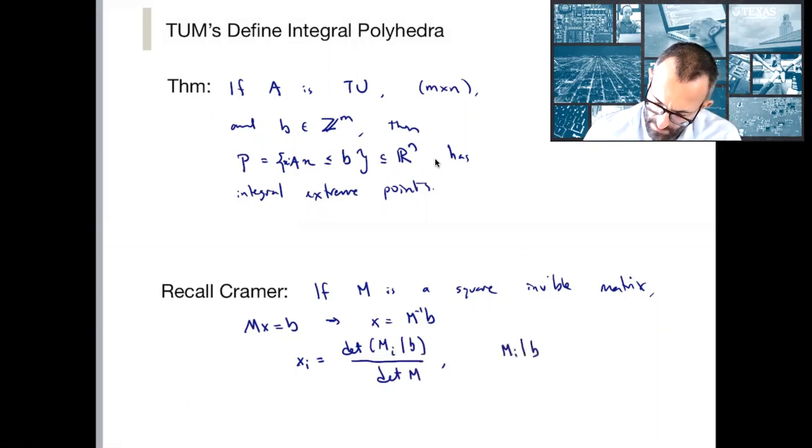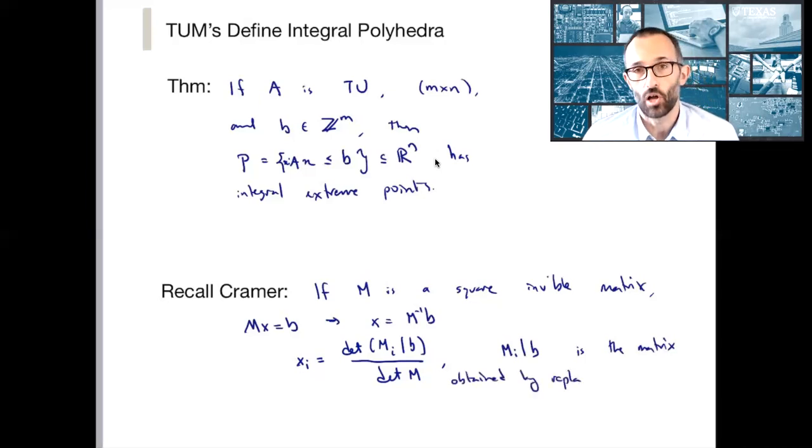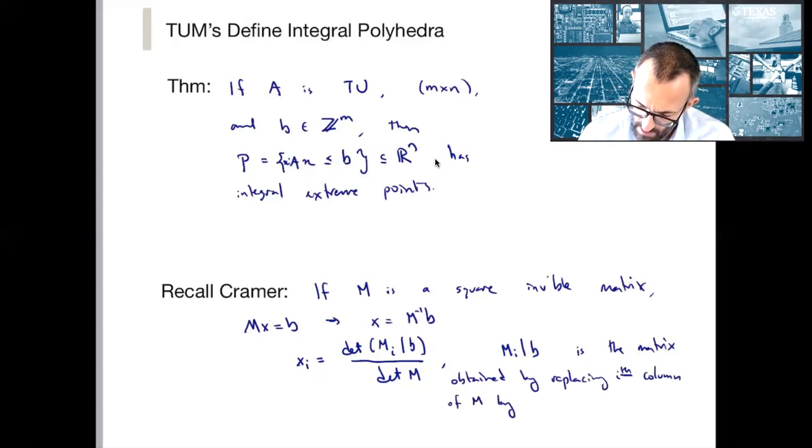where Mi b is the matrix obtained by replacing the ith column of M by b. So you subtract, that's sometimes why I like writing M minus i, but Mi is standard. Replacing the ith column of M by the vector b. Now, even just writing this out essentially immediately implies the result for us.